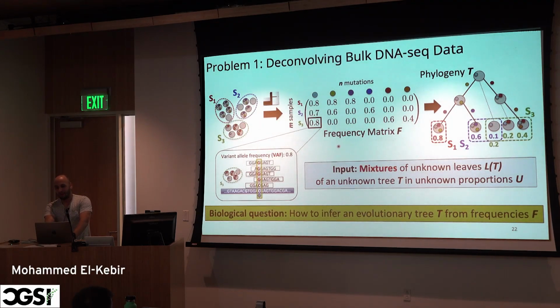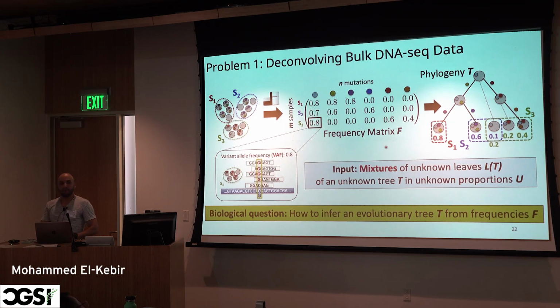So this is from bulk DNA sequencing. We're given bulk DNA sequencing samples from multiple regions of a tumor. We did variant calling, SNVs. So those are the columns over here. The rows correspond to the samples. And for each sample and SNV, we have the variant allele frequency. So that's the fraction of reads with the mutation.